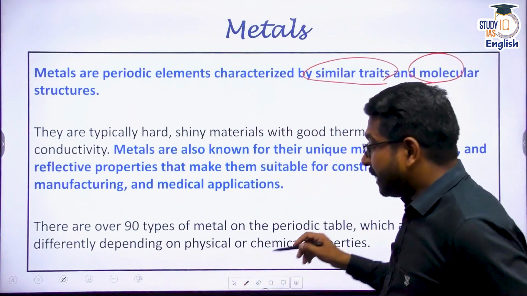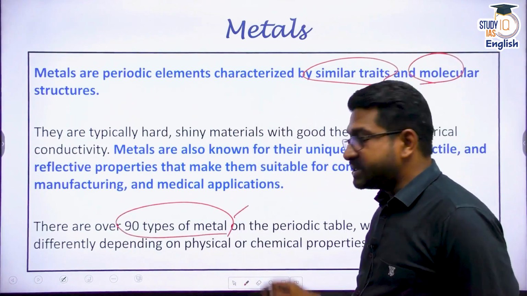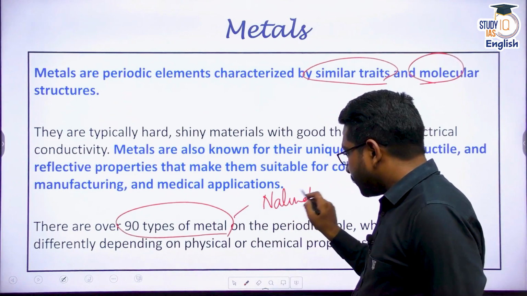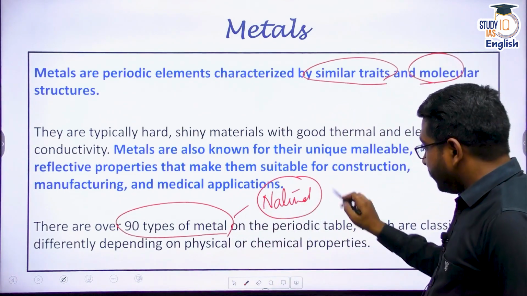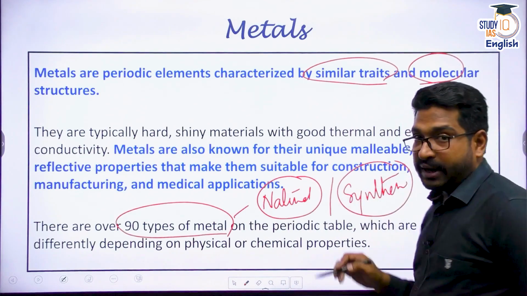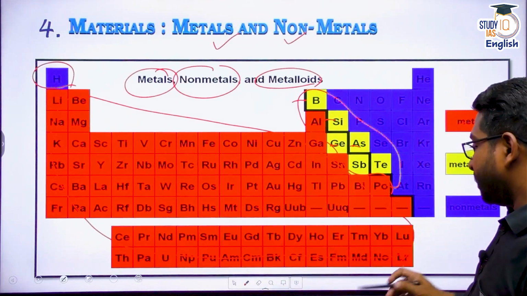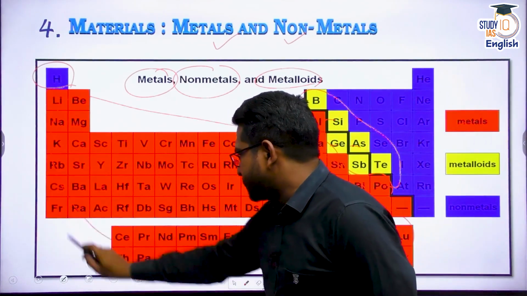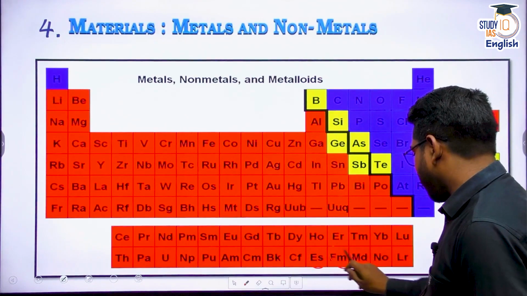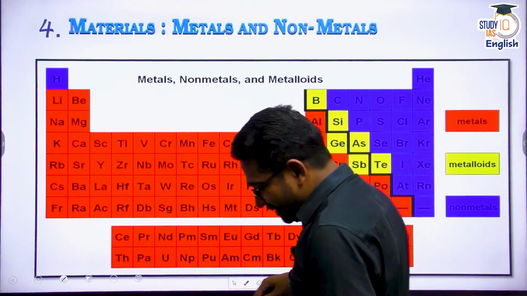And there are about 90 or more types of metals. Please remember, these metals can be found naturally as ore, and we can also prepare synthetic metals. We know that, right? Especially in the last row, you can see some of the names that we can talk about. This is einsteinium, this is fermium, this is mendelevium, this is nobelium. So these are named after the scientists.